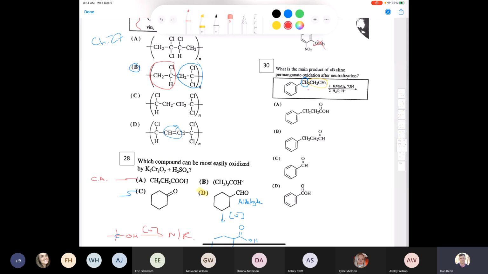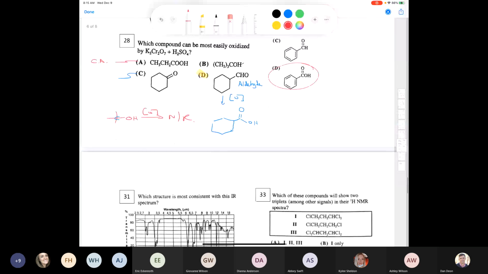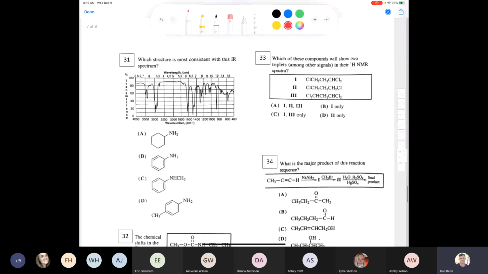Since you're only oxidizing at the benzylic position, you're going to end up fully oxidizing that carbon. What's the fully oxidized form? It's going to be benzoic acid, a carboxylic acid. So that's benzylic oxidation. Again, that's a specific reaction that we studied over the course of the semester. Well, let's take a look at question 31, which deals with some infrared spectroscopy.